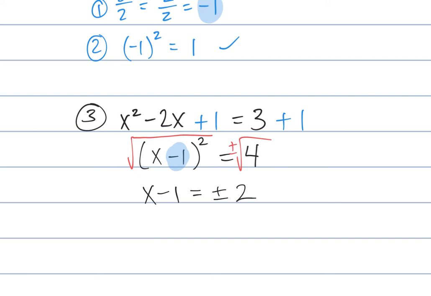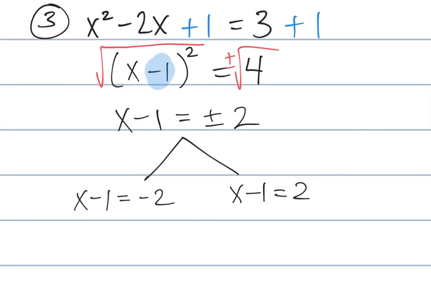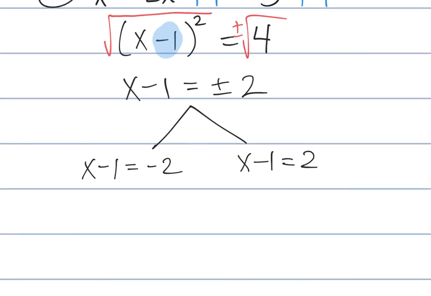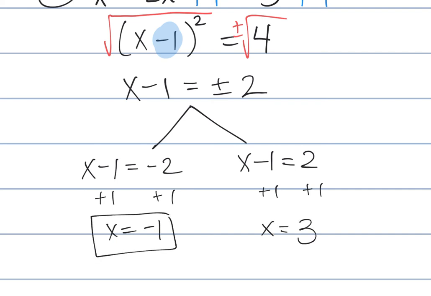What do I do next? Then we put x minus 1 equals negative 2, and x minus 1 equals positive 2. Yeah, you said 4 twice. Okay, what do I do, guys? You add 1 to both sides. x equals negative 1, and x equals 3.